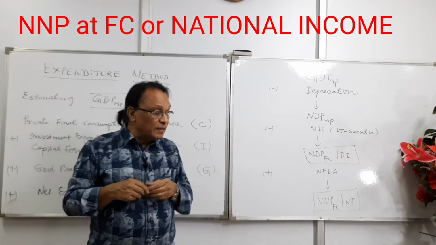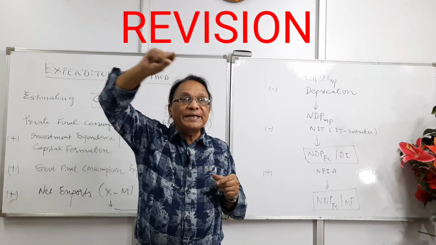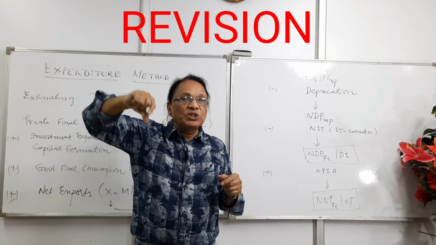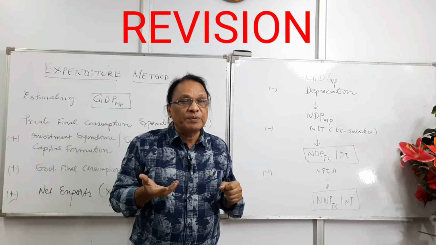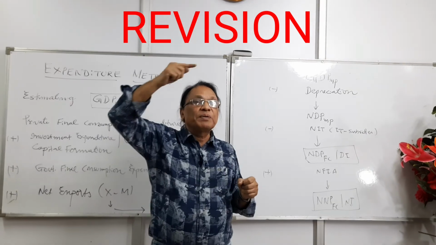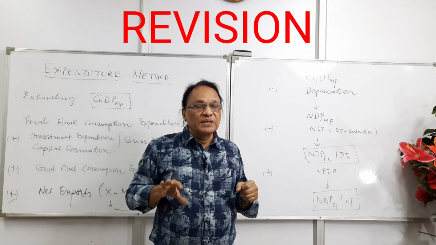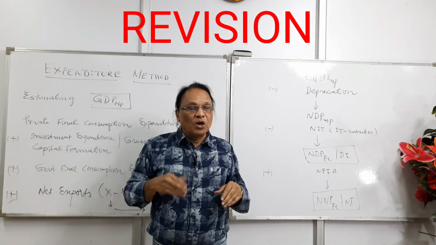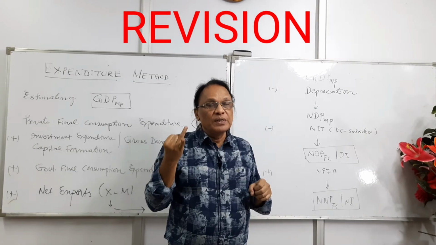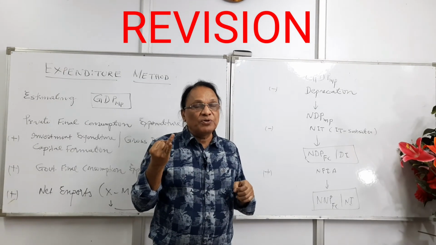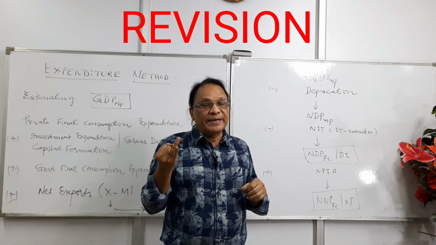I repeat again, in case of the expenditure method, simply remember this way: we take the total expenditures on GDP at market price. There are four of them. Remember this way, C plus I plus G plus X minus M. C stands for consumption expenditure or private final consumption expenditure. This is done by the households on all kinds of consumption goods. The next one is investment expenditure, or we call it GDCF, gross domestic capital formation. This is done by the firms on all kinds of investment.